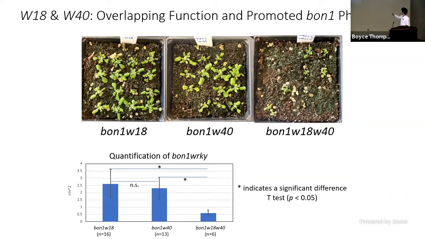So here we see that the BON1 WRKY18 and the BON1 WRKY40 plants are similar in size, while the BON1 WRKY18 WRKY40 plant is much smaller. And we see that these two plants are similar in size to the BON1 plant, while this is much, much smaller. So when we ran an area-based quantification, we found that the BON1 WRKY18 WRKY40 plants were much smaller, indicating that this promoted the BON1 phenotype, that both of the transcription factors had overlapping function, as expected.